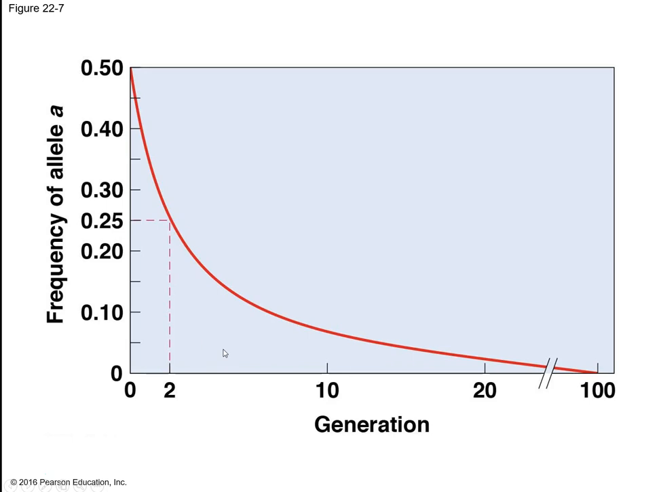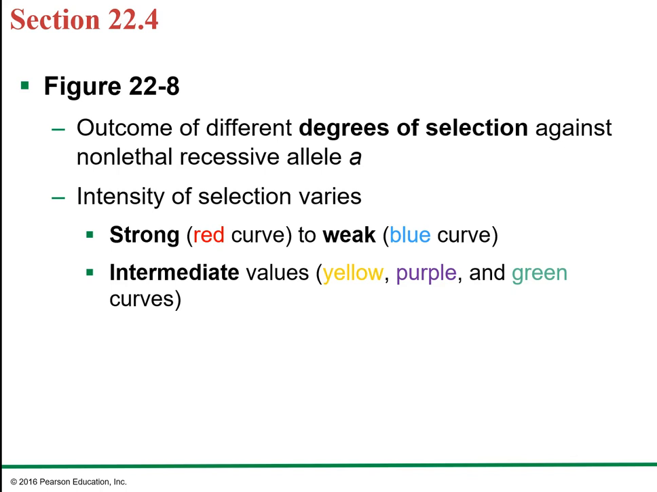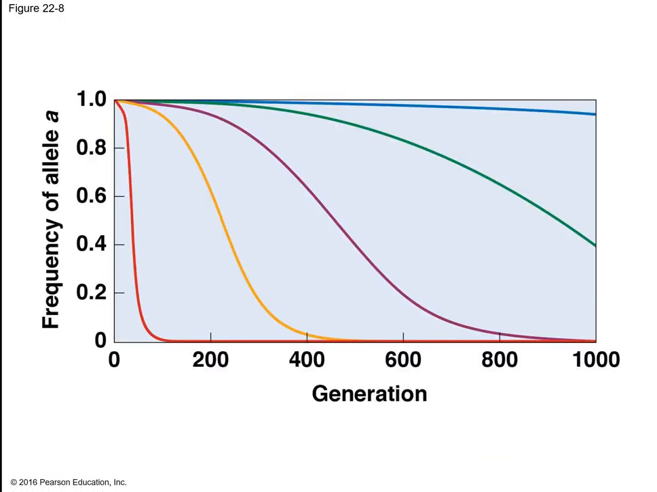Now, it doesn't always have to be so severe. If you talk about different degrees of selection, now this is a recessive allele that doesn't provide an advantage, but it's not going to be lethal. So you can see strong versus weak selection. If you look at this curve here.